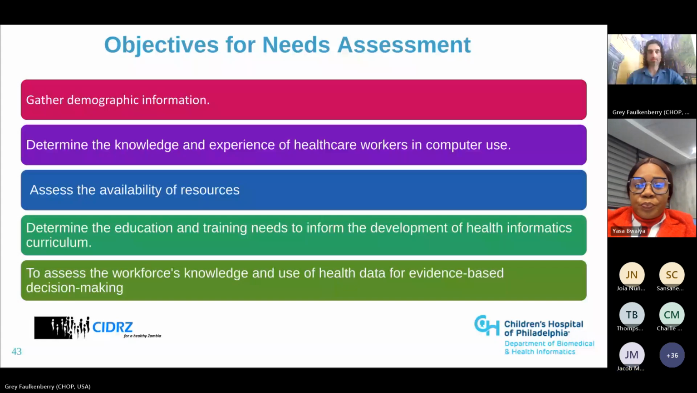Thank you, Jacob. I will proceed and talk about the results of the needs assessment. The objectives of our needs assessment were as follows: gather demographic information, determine the knowledge and experience of healthcare workers in computer use, assess the availability of resources, determine the education and training needs to inform the development of health informatics curriculum, and lastly, to assess the workforce's knowledge and use of health data for evidence-based decision-making.